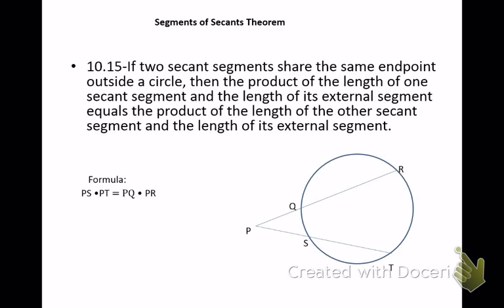Okay, this guy says if two secant segments cross outside, then basically the relationship that exists is that we're going to take the outside piece times the whole thing and set it equal to the outside piece times the whole thing. That's what ends up being equal to each other. That's what you see over here. PS is the outside piece, PT is the whole thing. PQ is the outside piece, PR is the whole thing.